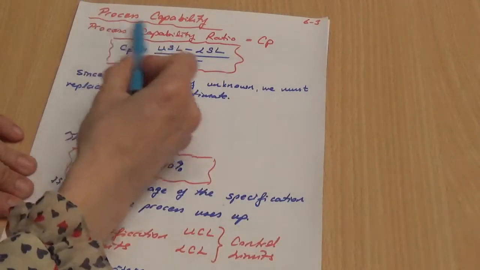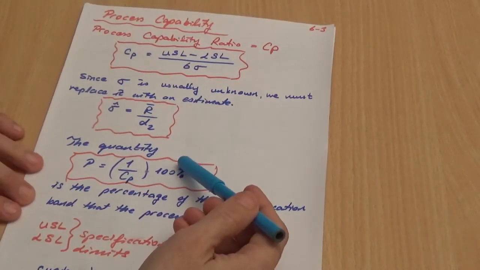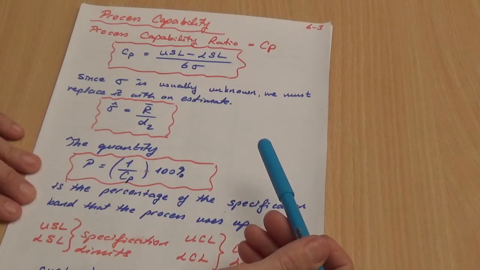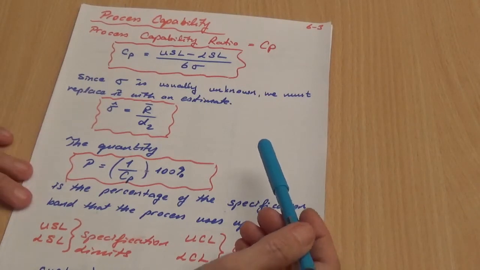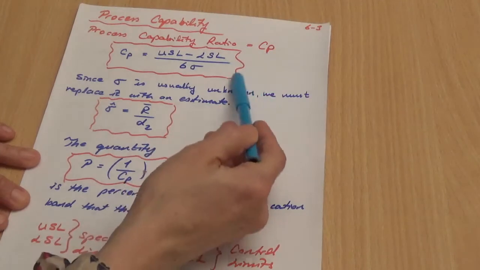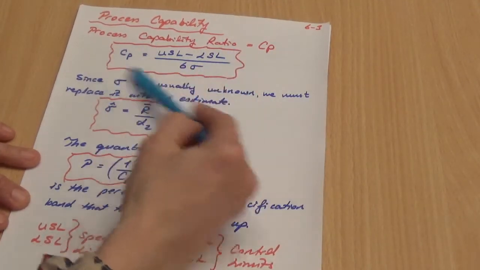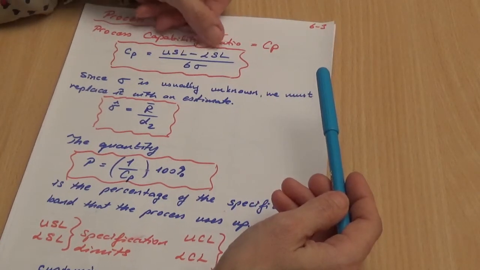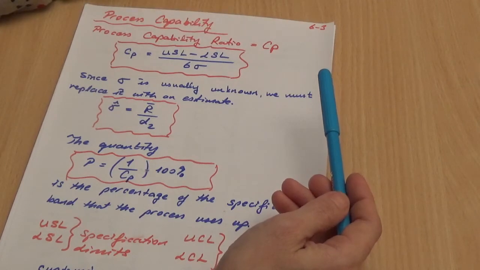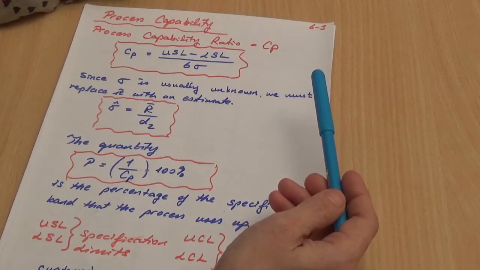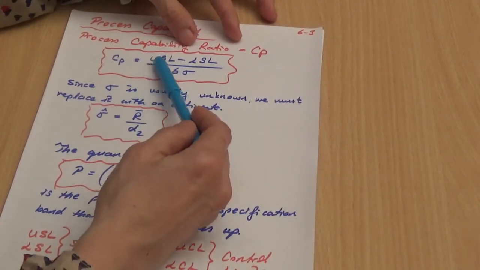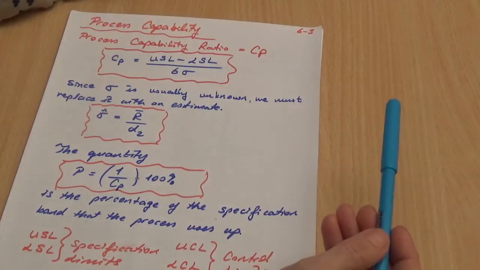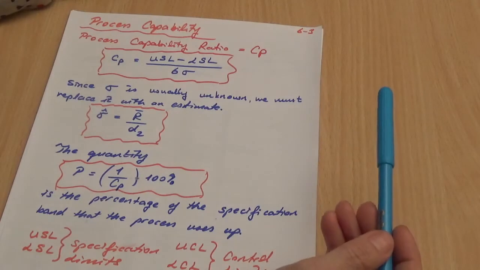Now, process capability is very important to see whether our production is capable of producing qualified products. The process capability ratio we calculate with this equation: upper specification limit minus lower specification limit. Now we use upper control limit, lower control limit, and also upper specification limit and lower specification limit. What is the difference between control limit and specification limit?